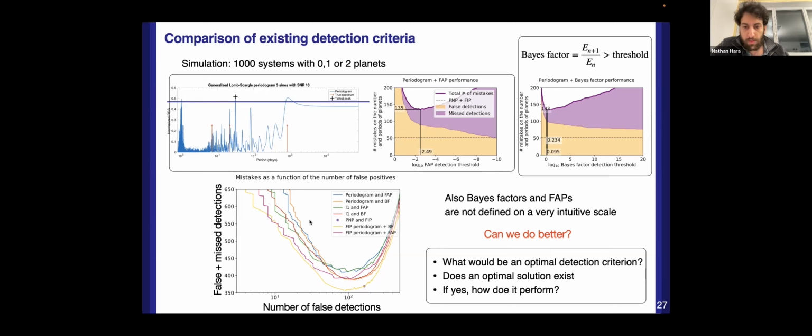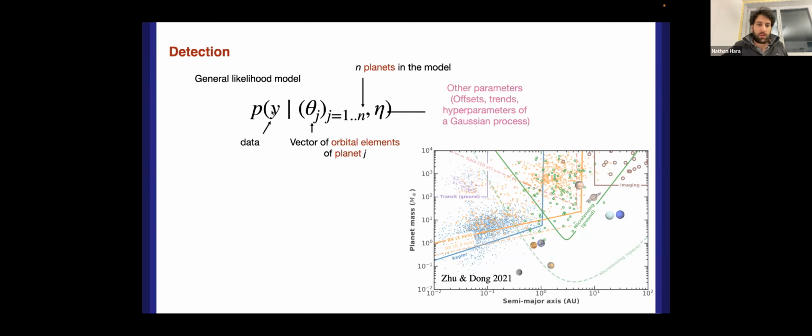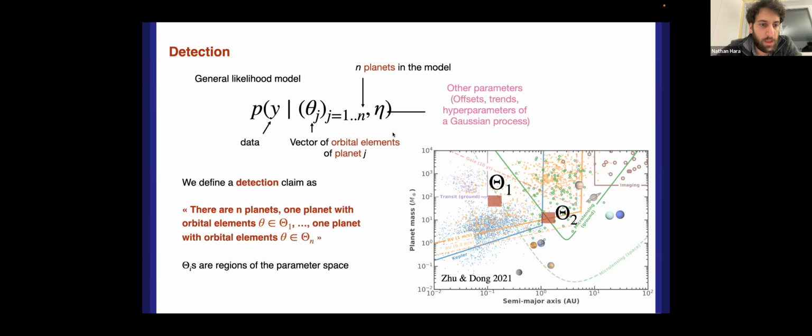So there are 3 questions. First, what would be the optimal detection criterion? Once we have the problem, does the optimal solution exist? And if yes, how does it perform? So I'm starting from a likelihood. I have done my modeling, I have done my reduction, I have the data, I have the likelihood. So here is the data. Each planet is characterized by a set of orbital elements, and I have other parameters like offset, trends, hyperparameters of a Gaussian process, and so on.